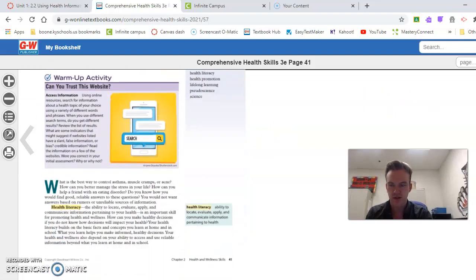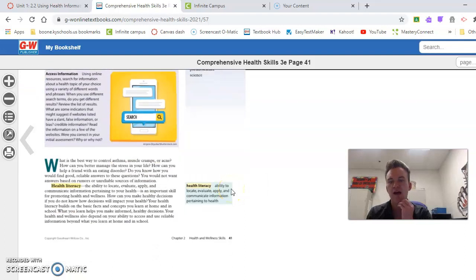Okay, so the first thing that we want to talk about is one of the vocab words. It's health literacy. That is defined as the ability to locate, evaluate, apply, and communicate information pertaining to health. So let's say that you get stung by a wasp. Your health literacy is to use information that you know from the past to find a reliable solution to that wasp sting. What should I do? So you get stung. If you use your health literacy to get online, find a reliable website that has information on how to properly treat that wasp sting, that is being health literate.